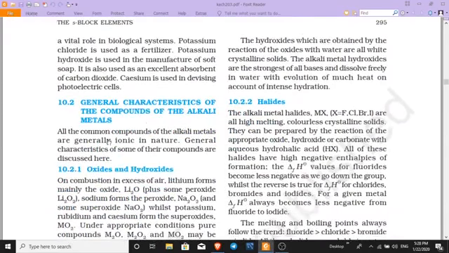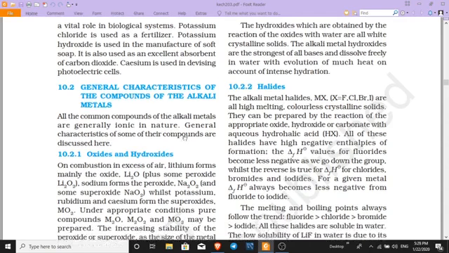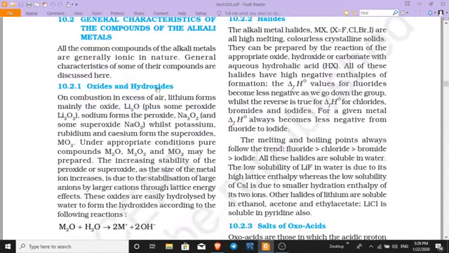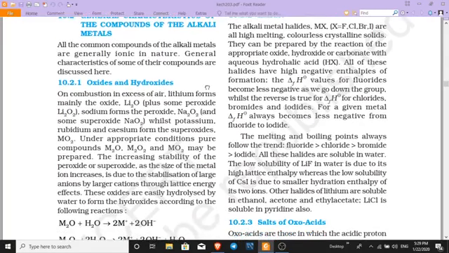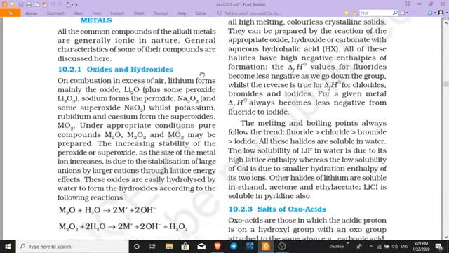Now, general characteristics of compounds of the alkali metals. All the common compounds of alkali metals are generally ionic in nature. Characteristics of some of their compounds are discussed here. Now, first, oxides and hydroxides. What are the properties of oxides and hydroxides of alkali metals?